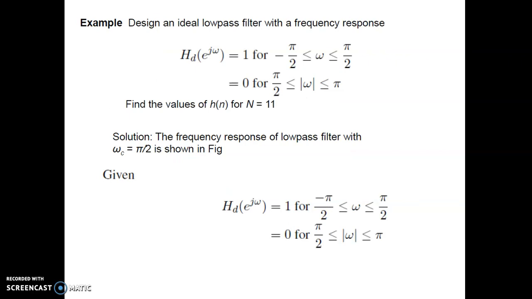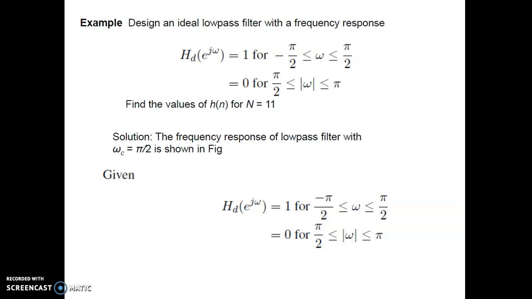Let us say that Hd of e raised to power j omega is equal to 1 for minus pi by 2 less than or equal to omega less than or equal to pi by 2, and it is equal to 0 for pi by 2 less than or equal to absolute value of omega less than pi. Find the values of h of n for N equal to 11.